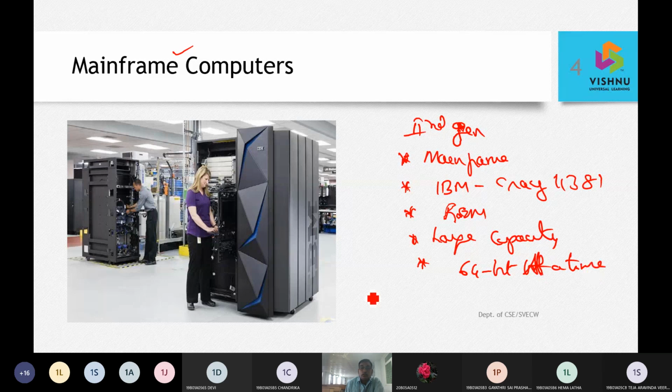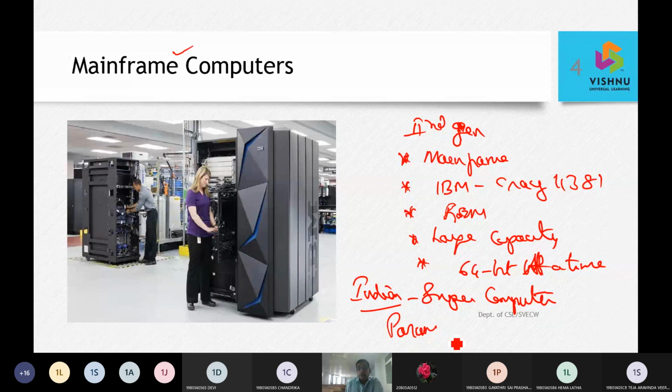When we talk about an Indian supercomputer, we say it is Param, and it is maintained by CDAC in Bangalore. They maintain this supercomputer, which was an extension or an advanced version of the mainframes. So this was what happened with the mainframe computer.